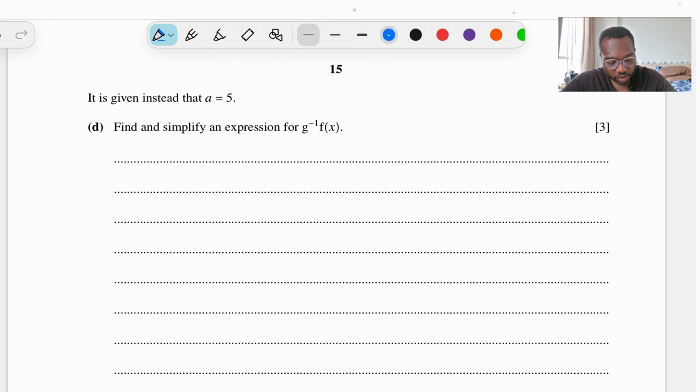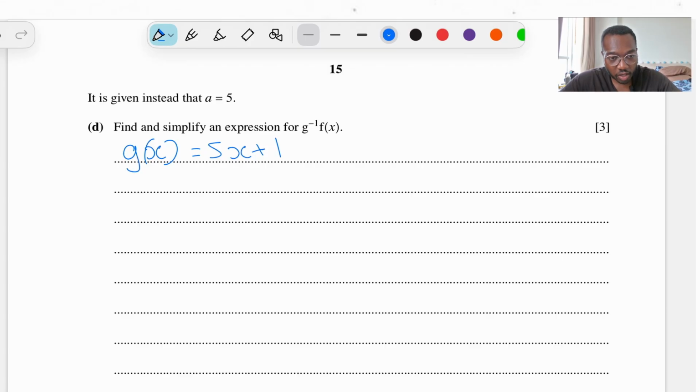So part D, we've got that a is now 5. Find and simplify an expression for g to the minus 1 of f of x. So if we know that now a is 5, we have g of x is equal to 5x plus 1. Now, we're going to find an equation for this. So with this one, all we do is find an inverse for g to the minus 1.